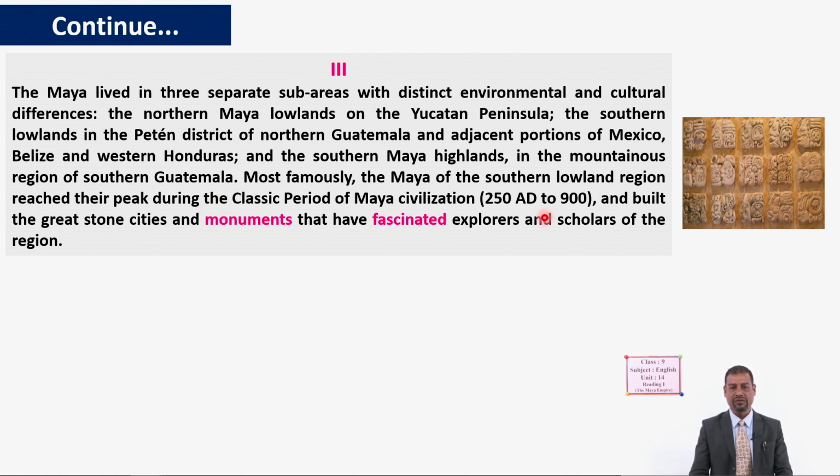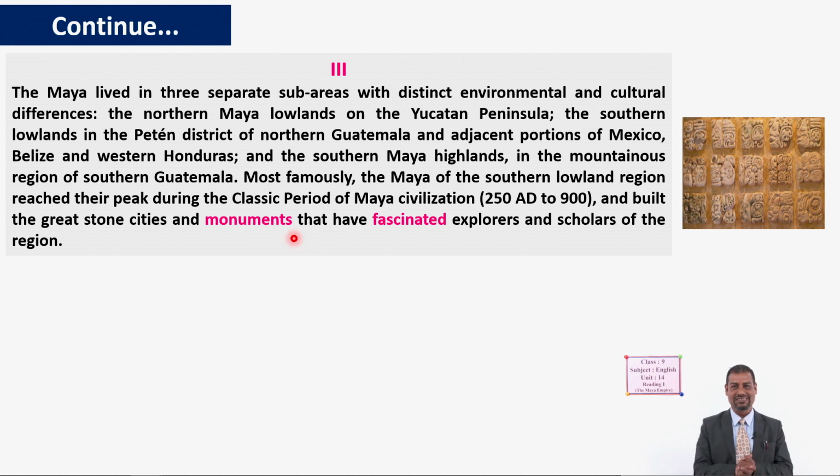Most famously, the Maya of the southern lowland region reached their peak during the classic period of Maya civilization, 250 AD to 900, and built the great stone cities and monuments that have fascinated explorers and scholars of the region. Have you finished reading with me? Good job. Again, we are going to talk about some unfamiliar words. What are the unfamiliar words for you in this paragraph? Oh yes, then let's talk about monuments.